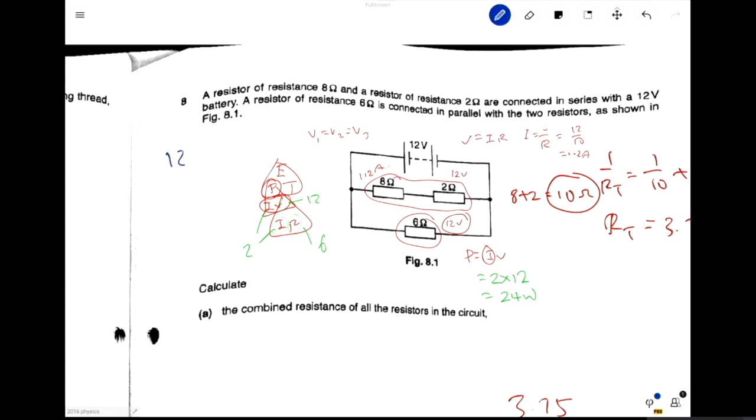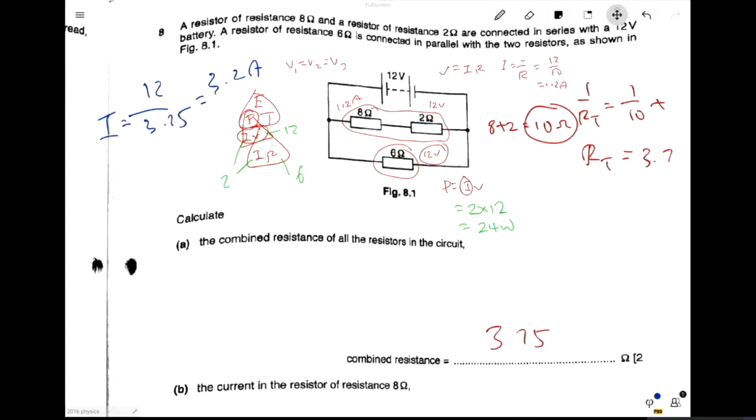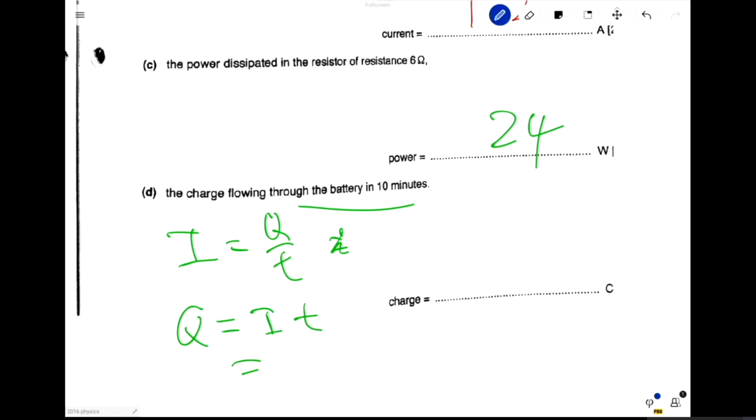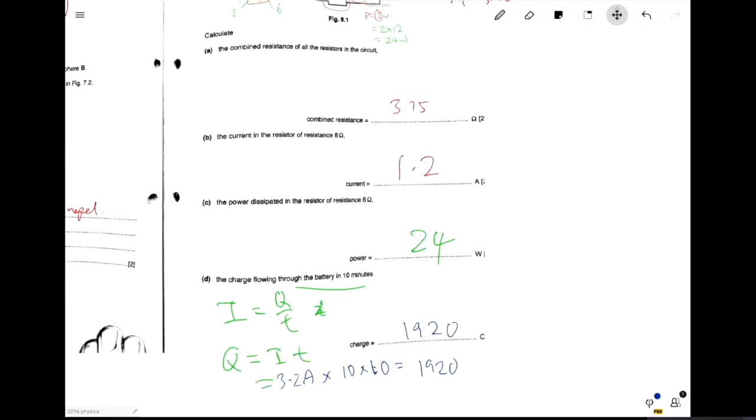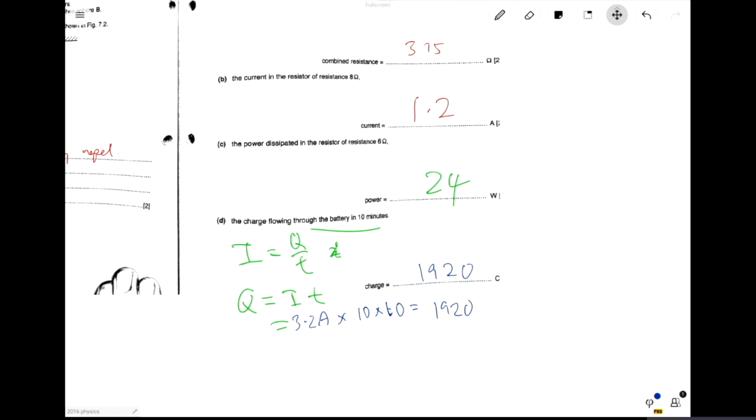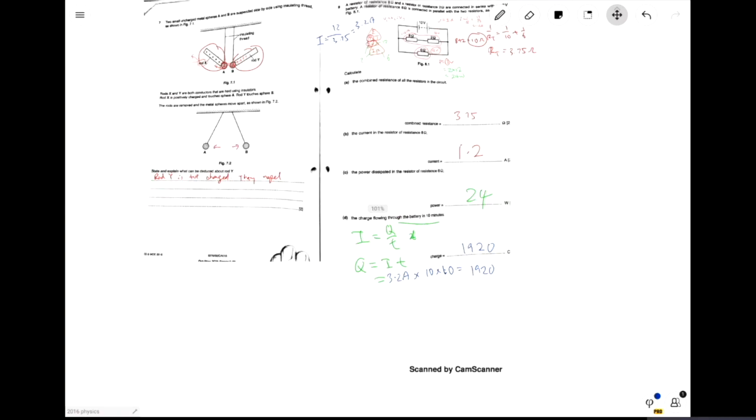12 divided by 3.75. What do I get? I get 3.2 ampere. Okay, so I need to find IT, right? So 3.2 times 10 times 60. It's 1920 coulomb. Okay, so our formulas E, P, T, I, V, I, R give you about 10 marks, 4 marks, 8 marks, 8 marks. All right, formula set of the day.